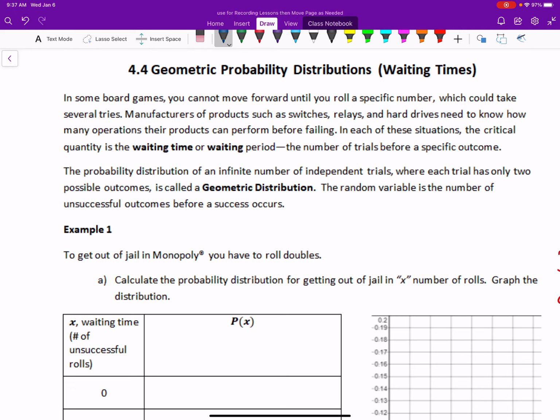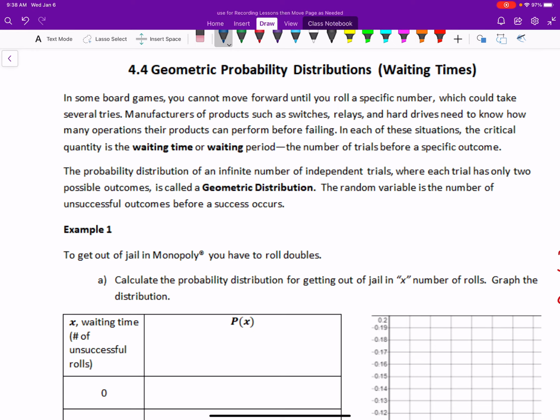In this lesson, we are going to carry on with probability distributions, specific ones. In particular, we're going to look at something called a geometric probability distribution. We've already looked at uniform probability distributions and binomial probability distributions, which are each specific types of probability distribution.